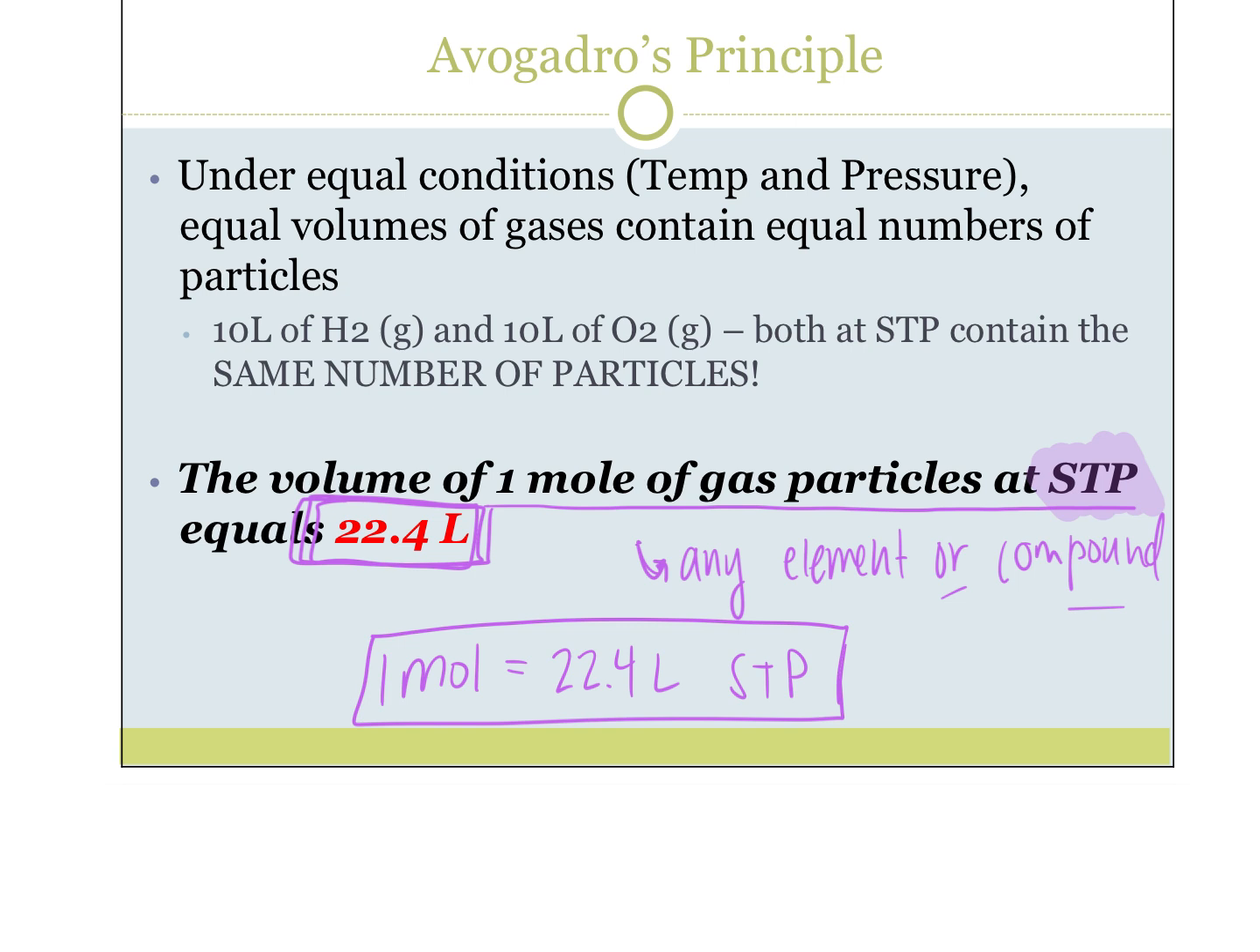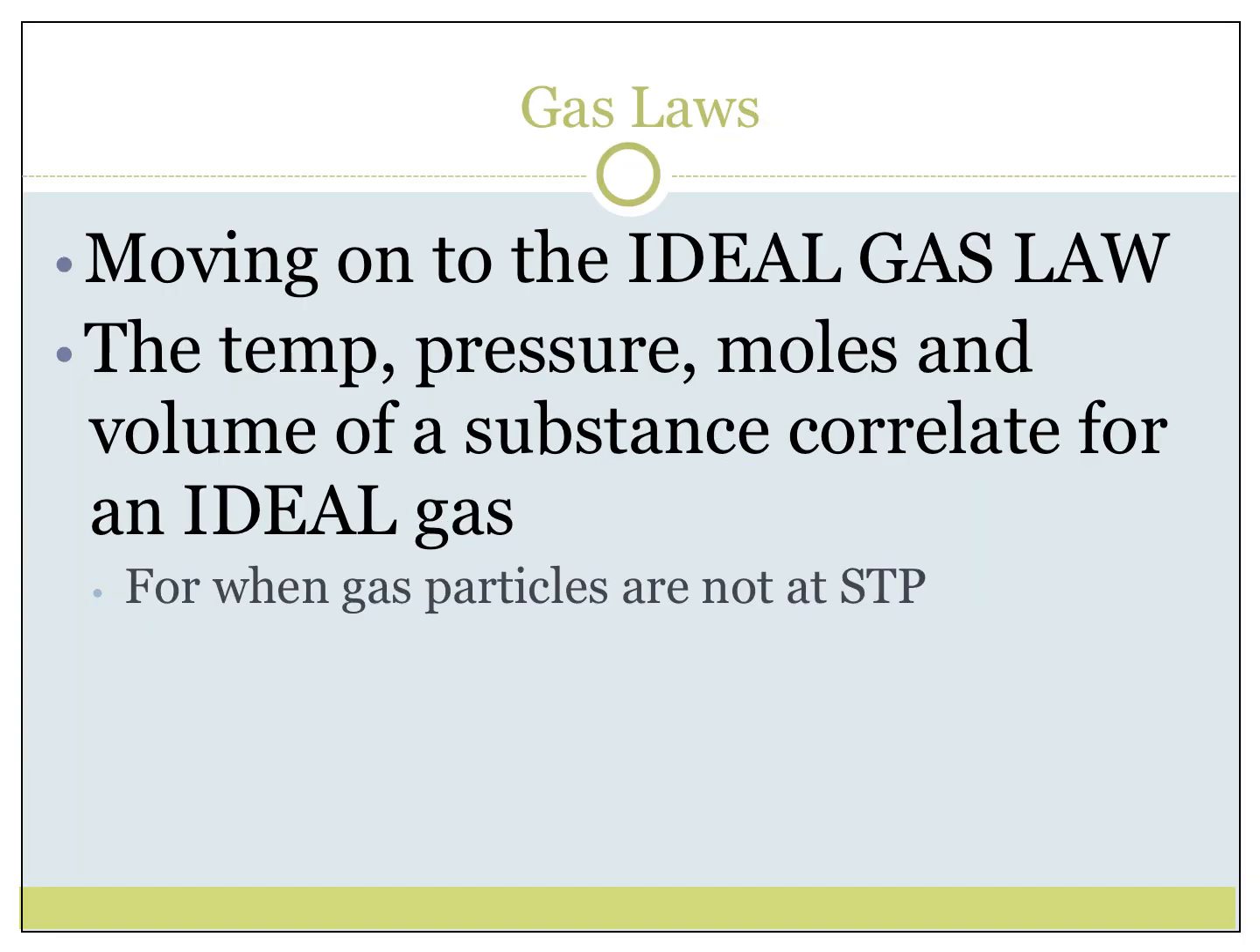Okay, so at STP, we know that these two things are related. But what happens when things are not at STP? When our temperature is different or our pressure is different? Okay, we're going to use another formula called the ideal gas law. This is for when gas particles are not at STP. It gives us a way to determine what's its volume, how many moles are present, all of these types of things. So the ideal gas law is going to put together temperature, pressure, moles, and volume, right?